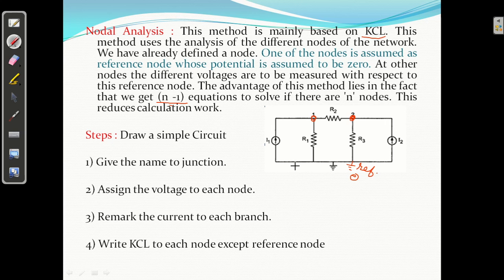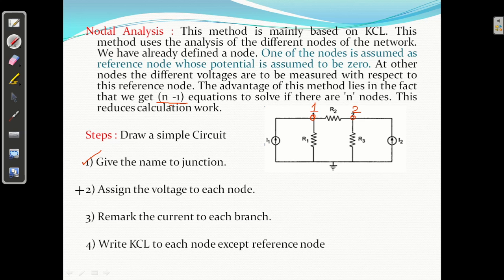Now what are the steps? What is the first step? First step is to draw the simple circuit. It is given already. Then give the name to each junction. How many junctions are there? This is one junction, and this is the second junction. Let us say V1 and this is 2. Give the name to each junction.